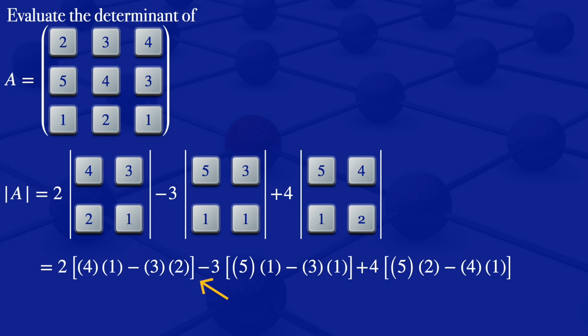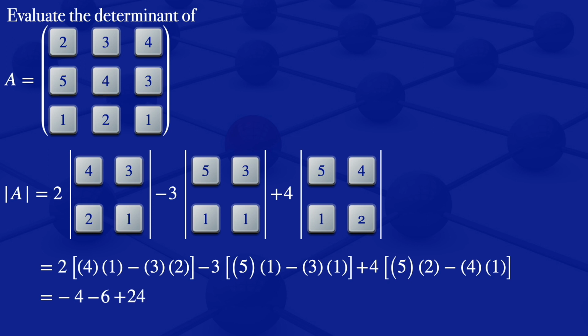For the first one, what is in the square brackets is 4 minus 6, which gives us a minus 2. Then the minus 2, we multiply it by a 2, so we get a minus 4. For the second part, in the square brackets, that's 5 minus 3, which gives us a 2. 2 then multiplied by the minus 3, and we get a minus 6. Then look at what is in the square brackets here. That's 10 minus 4, which gives us a 6. Multiply it by the 4, then we get 4 times 6, which gives us a 24.